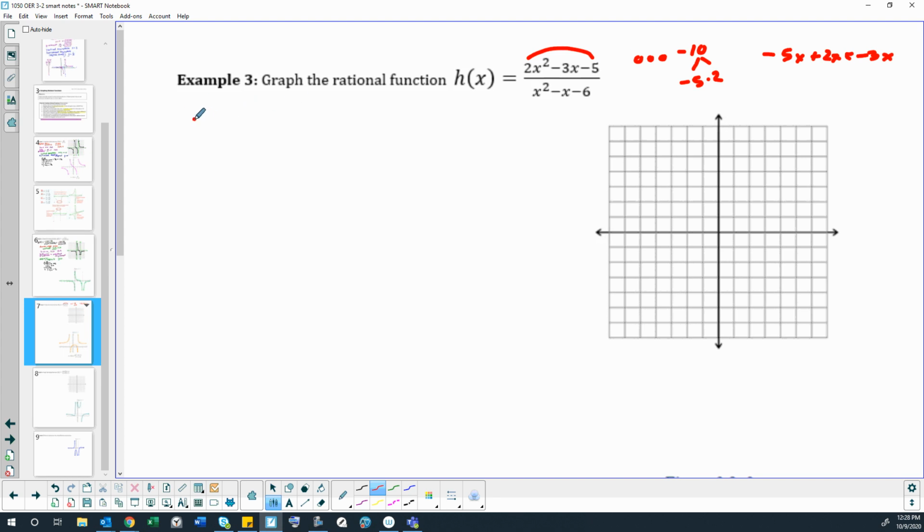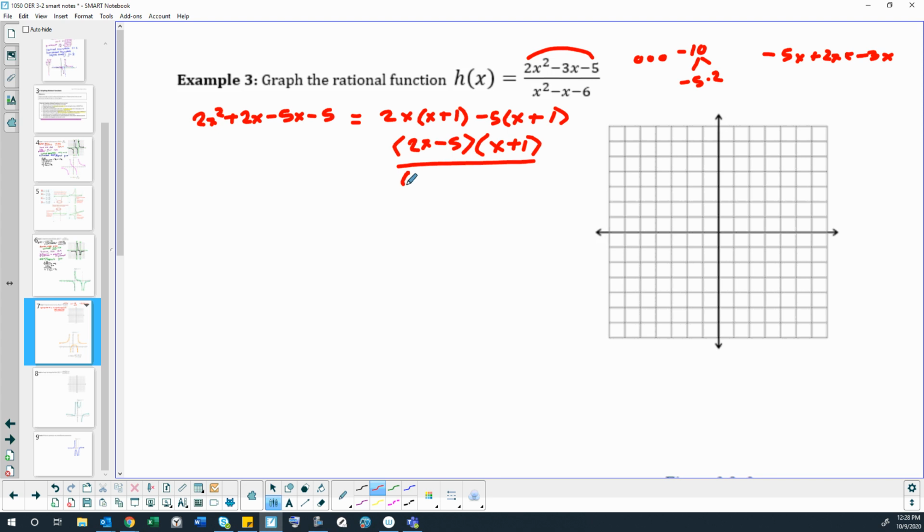So when we go to factor it, we would have 2x squared plus 2x minus 5x minus 5, and then take out 2x, so we have x plus 1, and then take out a negative 5, so we have x plus 1, and then put the factors together, so 2x minus 5 times x plus 1. Okay, so there's the numerator, and then the denominator is easier than that. x minus 3, x plus 2.